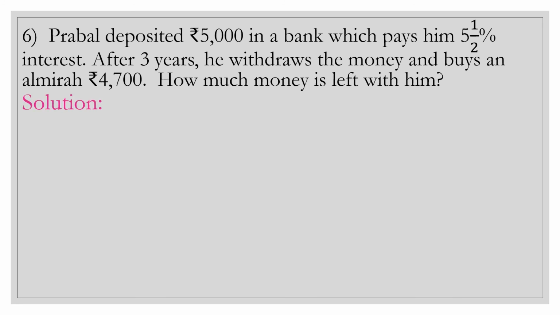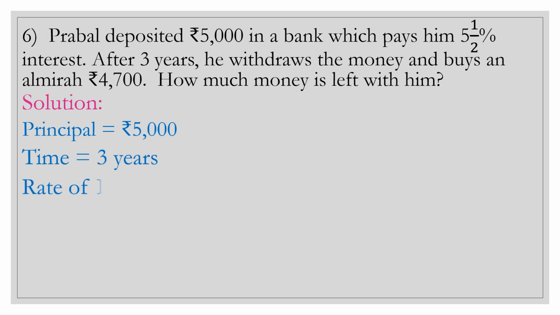See, in this question, principal is equal to rupees 5,000, time is equal to 3 years and rate of interest is equal to 5 1 upon 2 percentage. See, 5 1 upon 2 is a mixed number. So let's convert it into an improper fraction. 5 2s are 10 and 10 plus 1 is 11. So we get 11 upon 2 percentage.